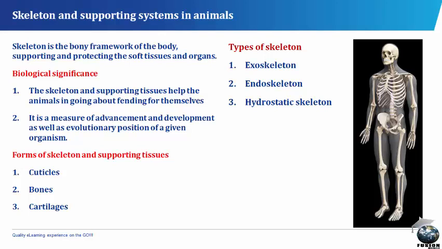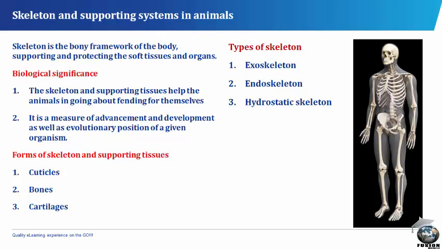Forms of skeleton and supporting tissues. These forms of skeleton and supporting tissues depend on 3 things: 1. Level of development, 2. Ecological niche, and 3. The habitat of the organisms. These 3 forms include 1. Cuticles, 2. Bones, and 3.